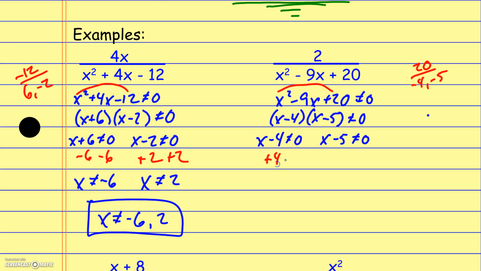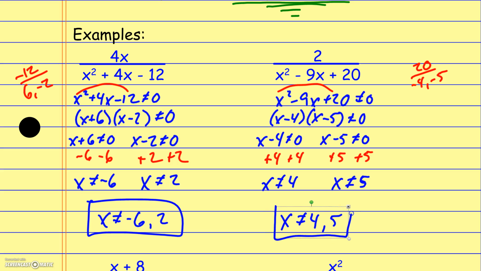Here I add the 4. Over here, I'm going to add the 5. And so I come up with these two answers. x cannot equal 4, and I also find out that x cannot equal 5. All right, so I solve each of these the same way I would normally solve a quadratic, except I say that it can't equal these values. So here, x cannot equal the 4 or the 5.